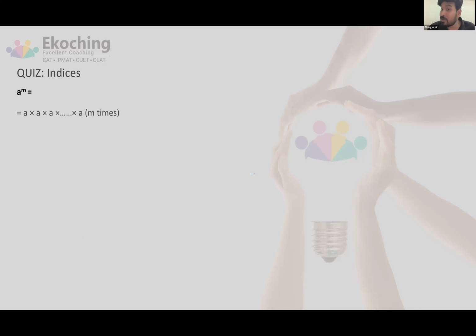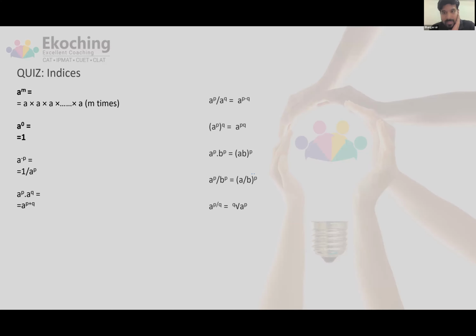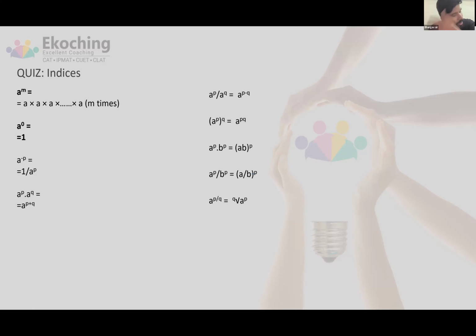Then you have indices. Again, you have 8 properties in indices from which all the questions can be formed. Any question from indices will require only these 8 formulae. A power 0 is equal to 1. A power minus p is equal to 1 by a power p. A power p into a power q is equal to a power p plus q. And then you have all these formulas in indices. Quick brush up we are doing. Just go through them. And even if you don't know them, I am okay for today.